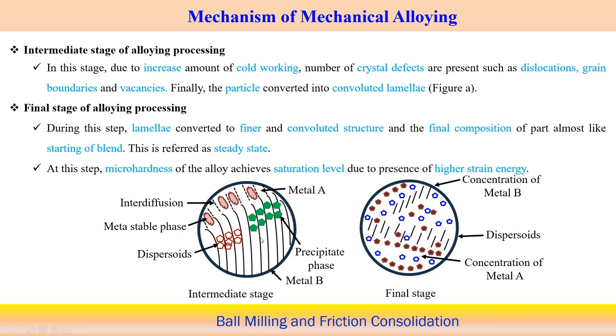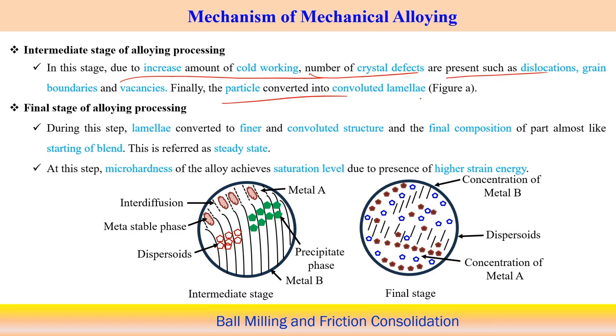Now, if you look at the intermediate stage of the alloying process, what happens? Due to the increased amount of cold welding, a large amount of cold welding usually occurs in this stage. That means two components can readily join, and a large number of crystal defects are also present in the intermediate stage. Crystal defects such as dislocations, grain boundaries, and lots of vacancies, which are point defects, are also created during this process.